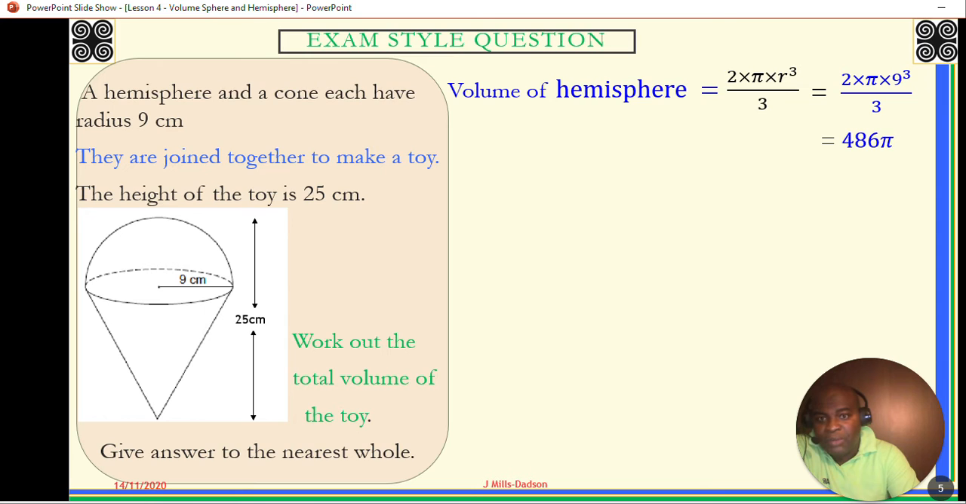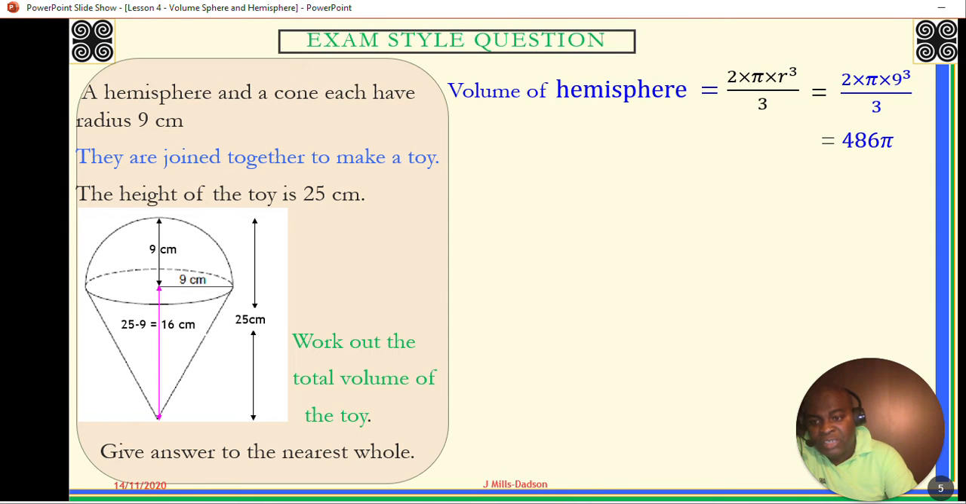Before we work out the volume of the cone, we need to remember the height of the full toy is 25. And as we said, a line from the center to the edge of a sphere is the radius. So if I make a perpendicular height, that must also give me 9 cm. Knowing this as 9 cm, the remaining should be the height of the cone. So 25 minus 9 now gives me 16 as my height for the cone.